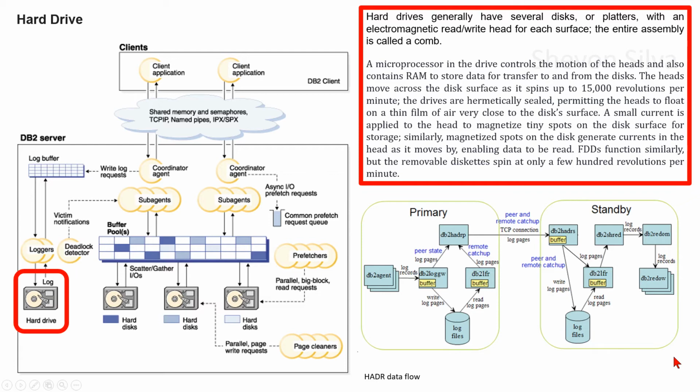Later, HADR will stop receiving only when the spooling device, the logging device, is full or the configured HADR_spool_limit is reached. So this is the DB2 shredder.